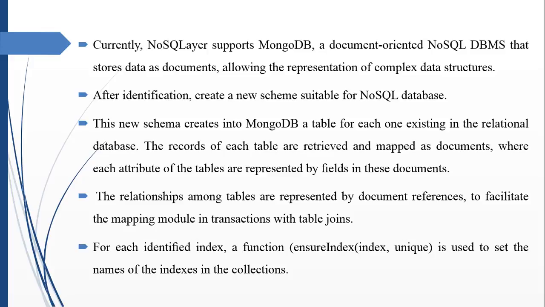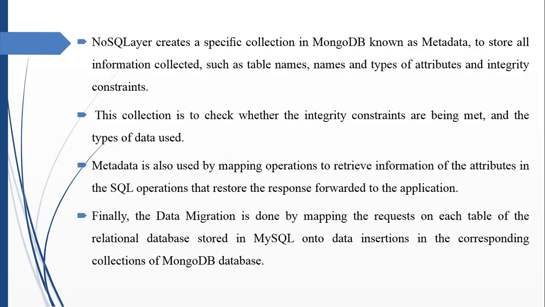For each identified index, a function ensureIndex is used to set the names of the indexes in the collections. The NoSQL layer creates a specific collection in MongoDB known as the metadata to store all the information collected, such as table names, names and types of attributes, and integrity constraints. This collection is used to check whether the integrity constraints are being met and the types of data are used. Metadata is used for mapping operations to retrieve information of the attributes in the SQL operations that restores the response forwarded to the application. Finally, the data migration is done by mapping the request on each table of the relational database stored in MySQL onto data insertions in the corresponding collections of the MongoDB database.